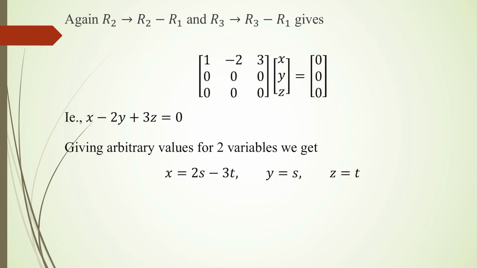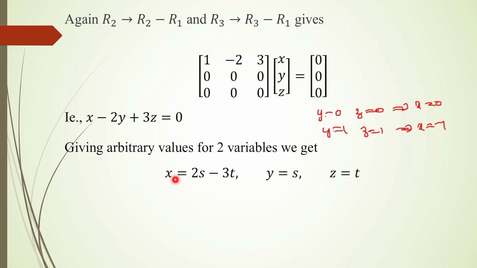For example, if I give y is equal to 0, z is equal to 0, I will get x is equal to 0. If I give y is equal to 1 and z is equal to 1, then I will get x is equal to minus 1. So 0, 0, 0 is in the solution set. Minus 1, 1, 1 will be in the solution set. If I give y is equal to 0 and z equal to 1, that will give x is equal to minus 3. So if I give arbitrary values for 2 variables, the value of the third variable will be determined automatically.